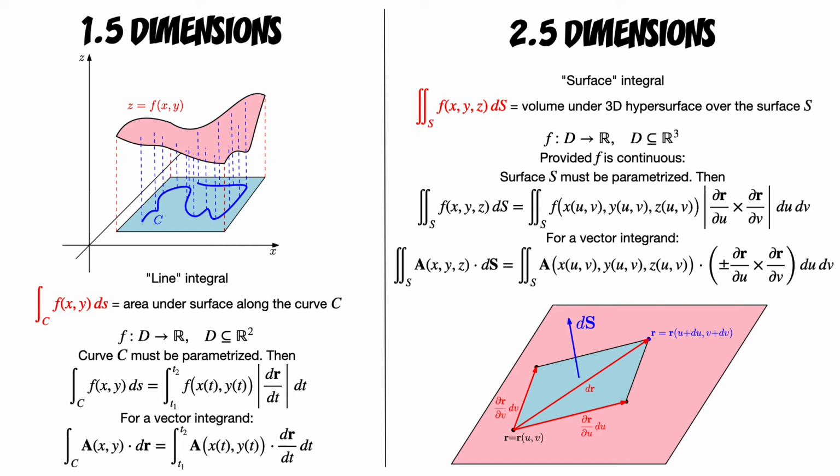Note with the vector type that the vector surface area element dS is normal to the surface and it could point in either direction, so we have to specify which direction we're talking about when we do such an integral, hence why there's a plus or minus sign there.